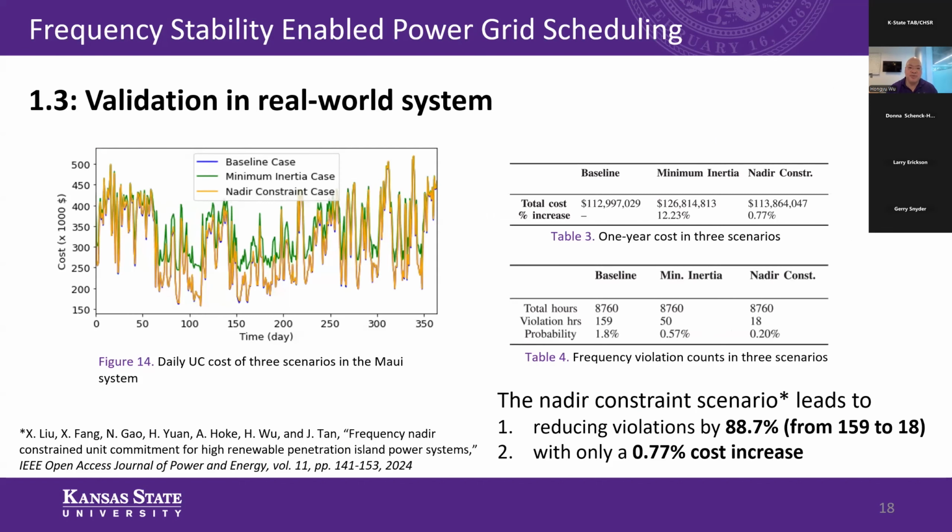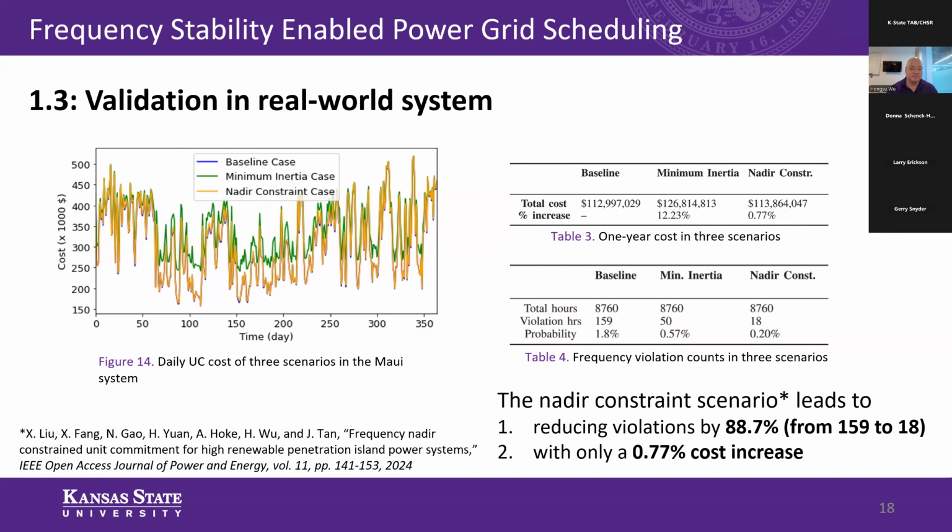So the conclusion we made from this work is that the frequency nadir scenario delivers the most balanced outcome, which is our model. It can achieve the lowest frequency violation count. So basically, it's only 18 hours out of the 8,761. The total operation cost is $140 million, which is very close to the baseline, only $1 million more, with only a 0.77% increase over time. So that shows that our model is highly effective and does a good job in terms of this frequency nadir mitigation.